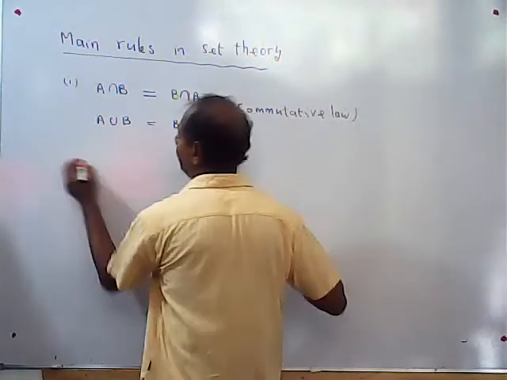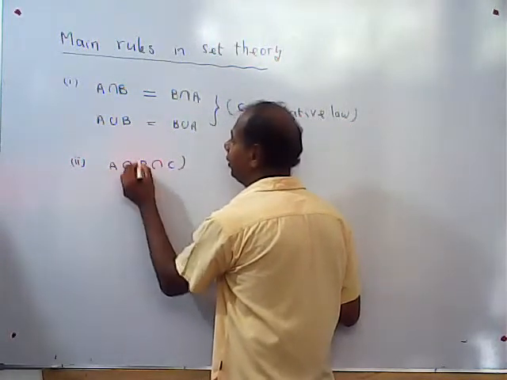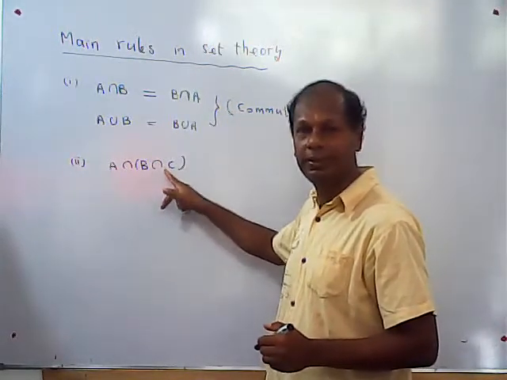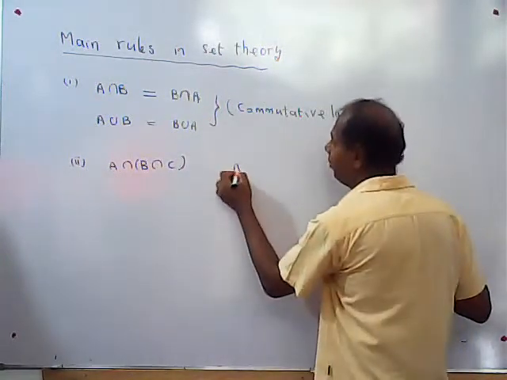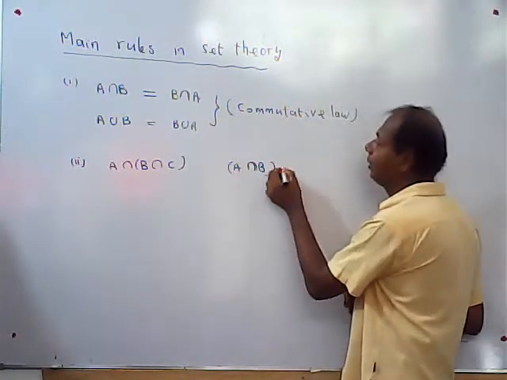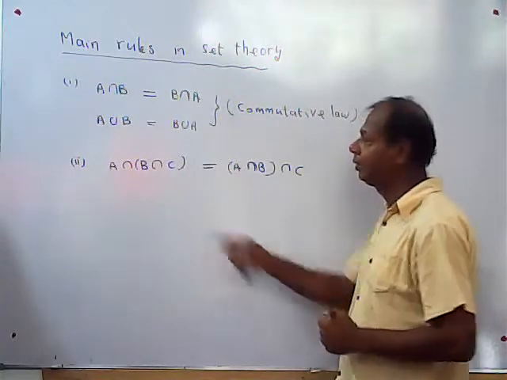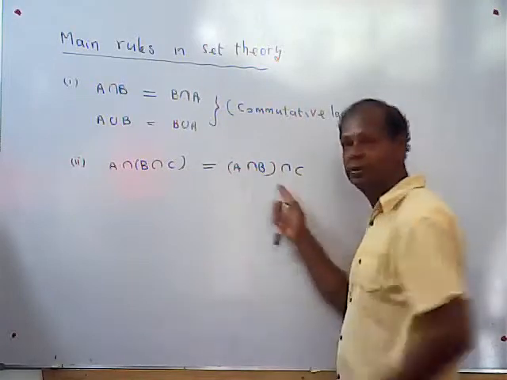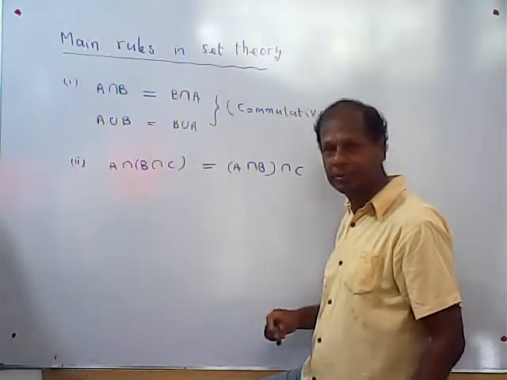Number 2, A intersection B intersection C. The same operation, intersection, right? You first take the intersection of B and C, then take the intersection with A. So it's the same as first taking A and B, and then taking that with C. So the result will be the same, right? In other words, if it's the same operation, intersection, the order in which you take the intersection is immaterial, so it produces the same result.